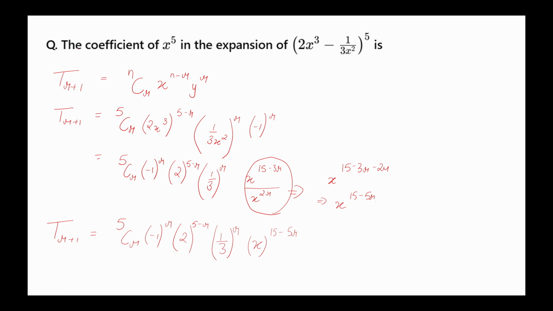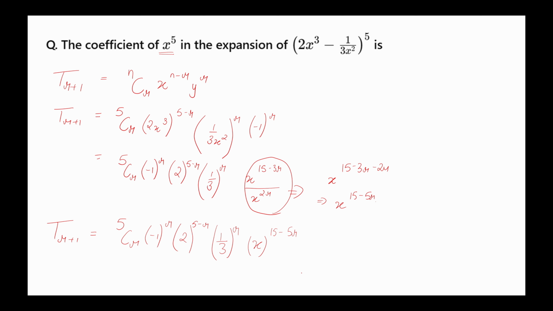Now what have they told us? We have to find out the coefficient of x to the power 5. That means if I have to make this value x to the power 5, how can I write it down? I have to say that 15 minus 5r should be equal to 5. From here, what would I get the value of 5r to be? This would become 10 and r would be equal to 2. That means for r equal to 2, I can find out my coefficient of x to the power 5.